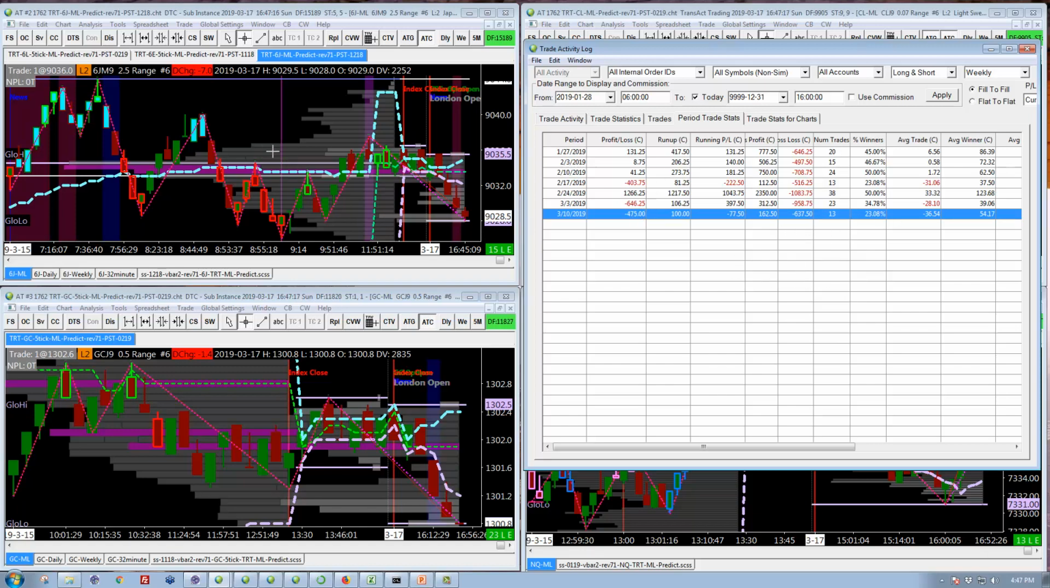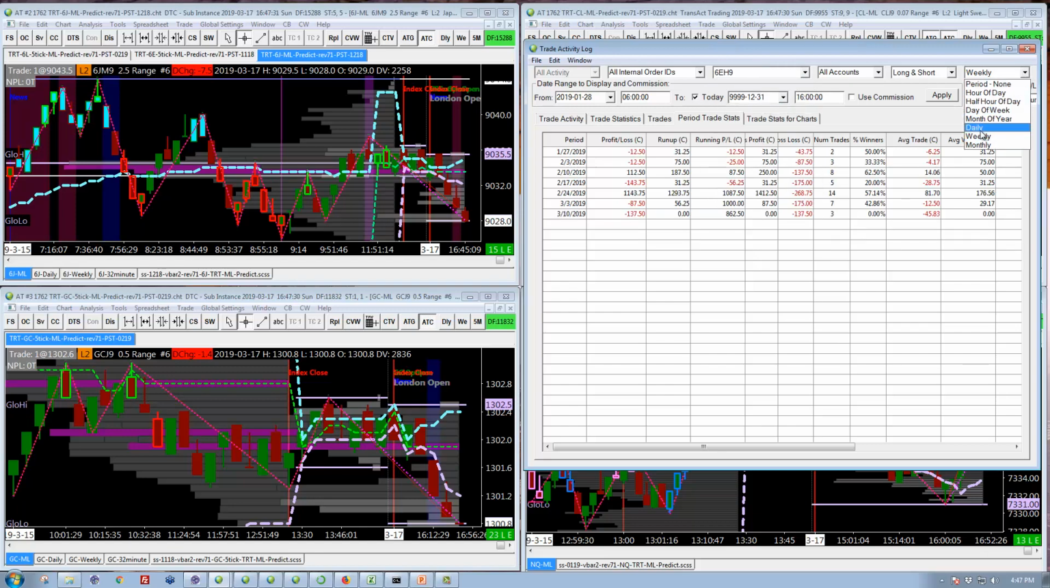We'll talk about that as we look at each market. So let's look at each market individually. This is a weekly view, by the way, so 1, 2, 3, 4, the last 7 weeks. So let's look at the euro first, 6EH9. Now we want to switch to daily here.